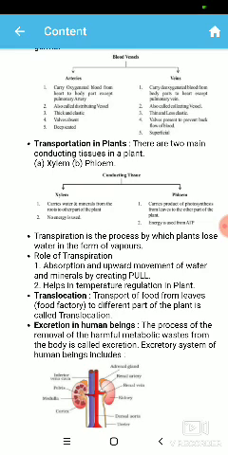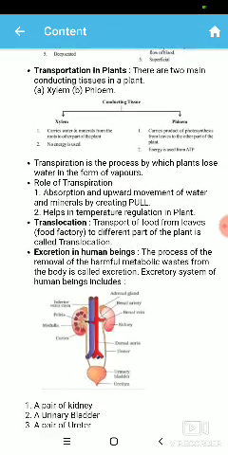Now, transportation in plants. There are two main conducting tissues in a plant, xylem and phloem. Xylem carries water and minerals from the roots to the other parts of the plant. No energy is used. Phloem carries products of photosynthesis from leaves to the other parts of the plant. Energy is used from ATP.